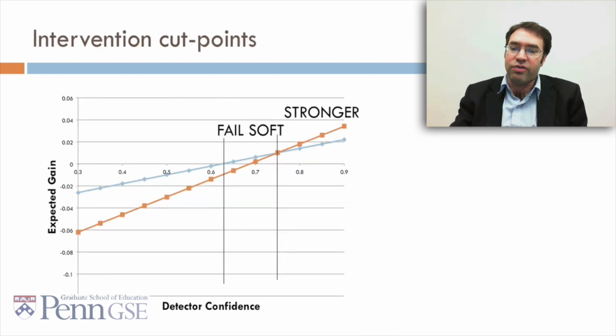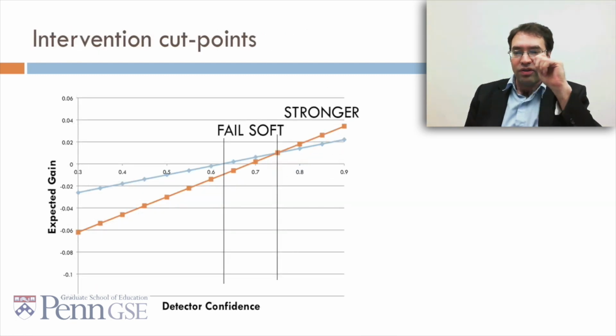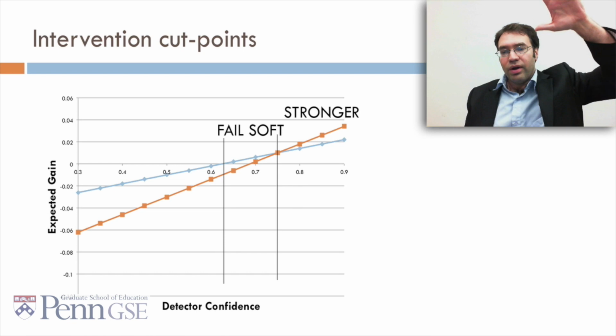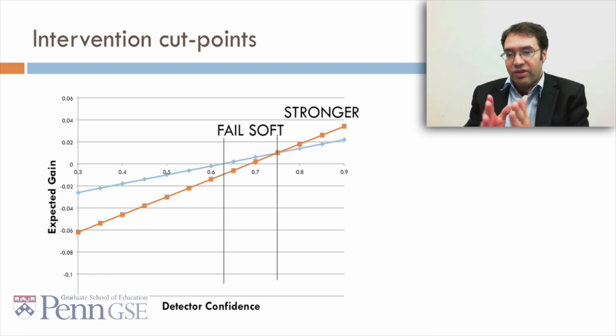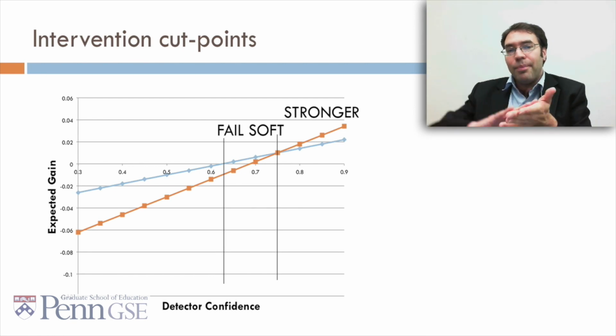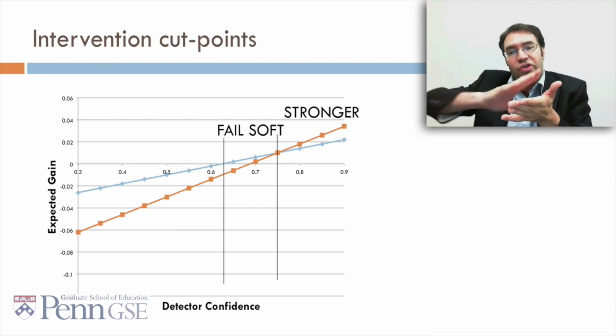So what you can say from this is that there's a certain range where the weaker of the two interventions starts to work, where it comes above 0, and it's better than the stronger of the two interventions. That's the fail-soft range. In this case, between about 62% and about 75%. Above 75%, you want to use the stronger intervention.